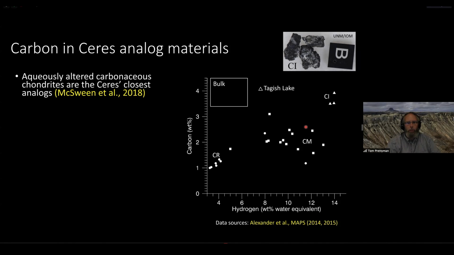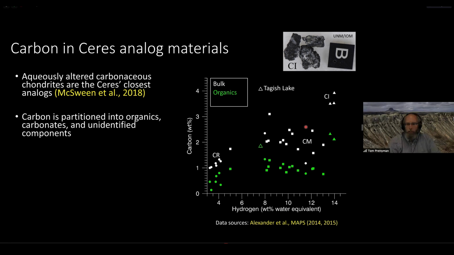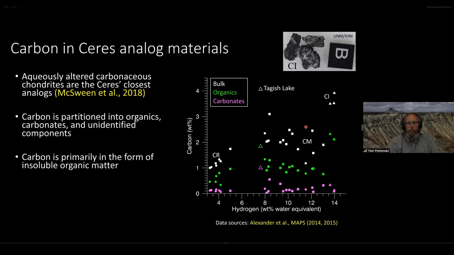So one way to discuss this is to look at the analog materials, and on the right I have a plot of carbon versus hydrogen for carbonaceous meteorites that have undergone aqueous alteration. And it turns out carbon is partitioned into organics, carbonates, and unidentified components. These are shown here. The white is the total carbon, green is organics, and then the magenta is carbonates. And it turns out that in these meteorites, carbon is primarily in the form of insoluble organic matter. But amongst the soluble component, you also have aliphatic hydrocarbons, similar to what you might find on Ceres.